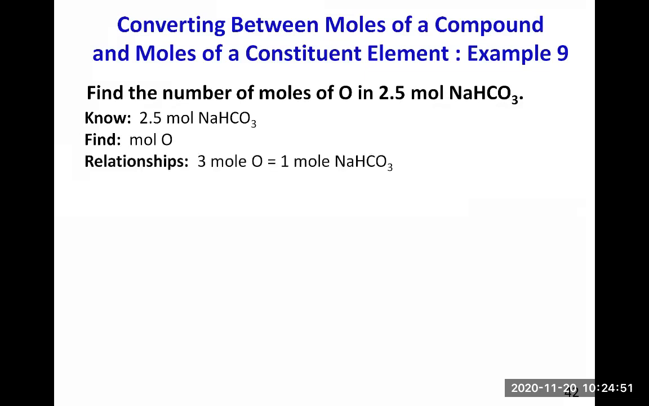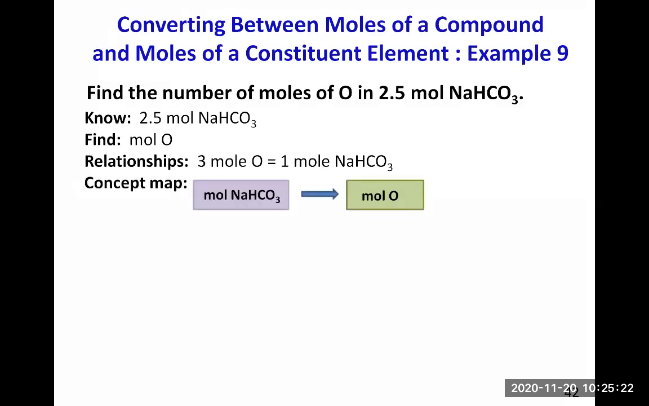And from the formula, we can find that there are 3 moles of oxygen per mole of formula NaHCO3, because you can see that oxygen has a subscript of 3. And so that means there are 3 oxygens per formula, or per unit of NaHCO3. So that can be written like this: 3 moles of oxygen in 1 mole of NaHCO3. So we can use this as a conversion factor.